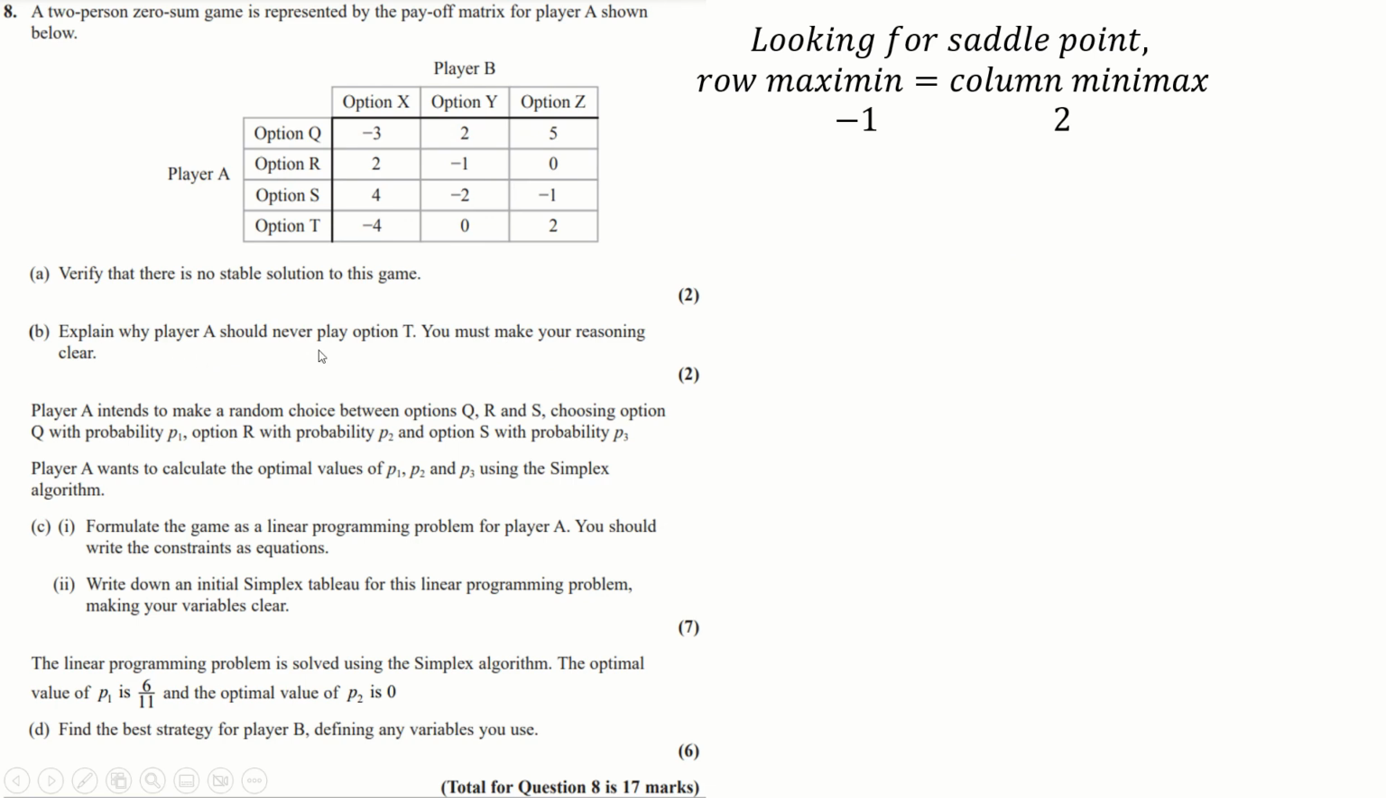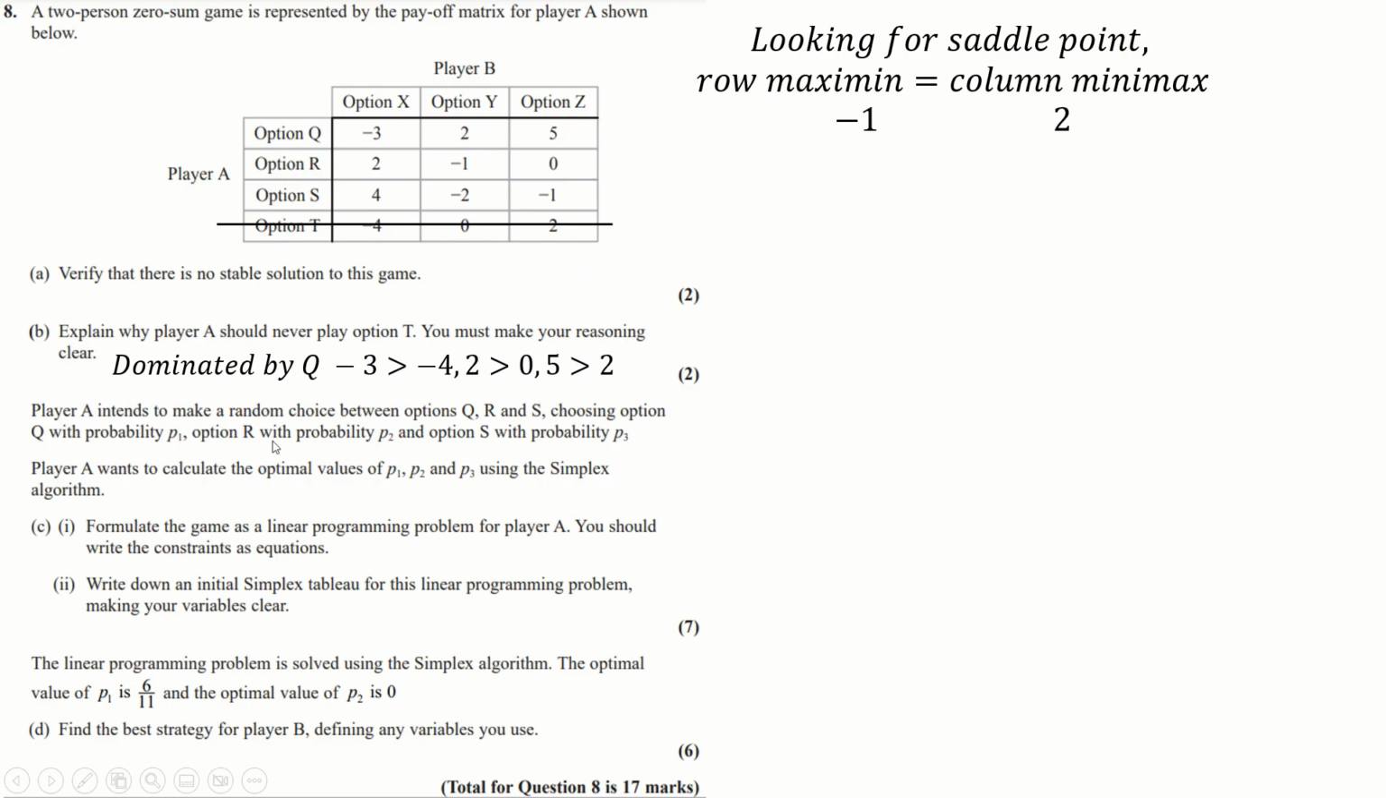Explain why A should never play option T. It's just dominated by option Q, right? They get less if the opponent plays X, less if the opponent plays Y, and less if the opponent plays Z. And you needed to write those comparisons in for the second mark. So we'll cross out T, since whenever they ask you that question, it basically means don't consider that row again for the rest of the question.